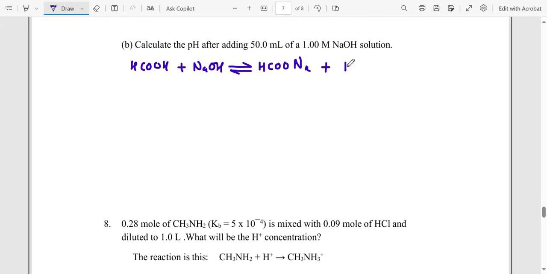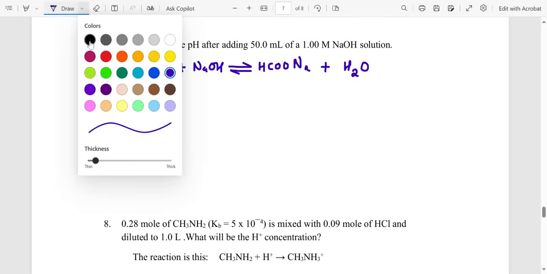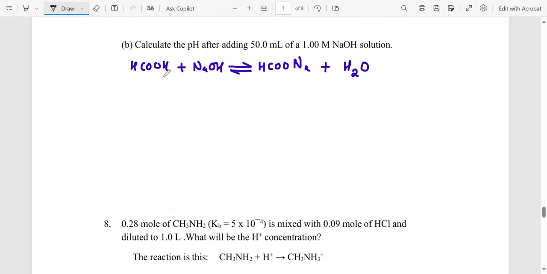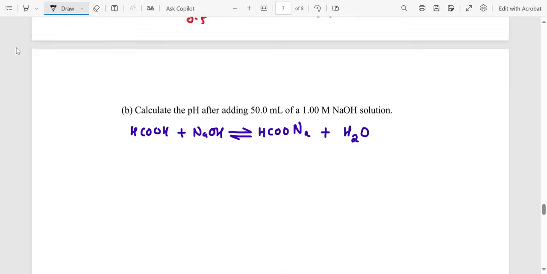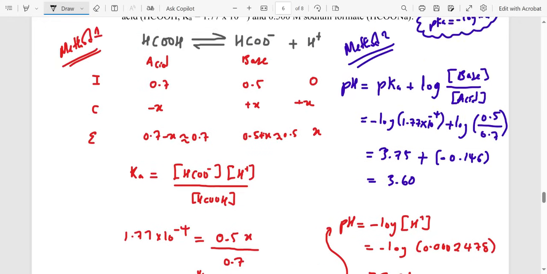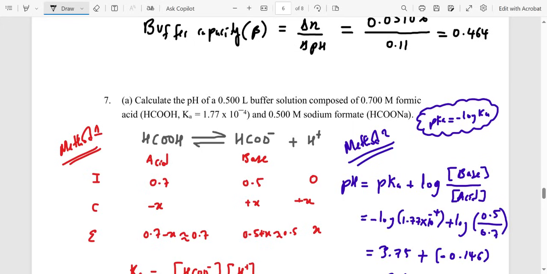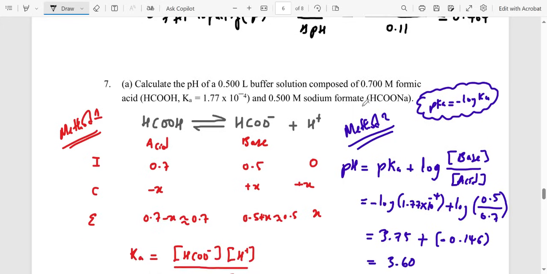And then the other product is water, H2O, because the hydrogen came from the acid and then it went on the hydroxide. We need to know the number of moles which are present initially for the acid. How do you determine the number of moles initially? For the acid, you can see the volume was 0.5 and the concentration was 0.7. So what will be the number of moles?